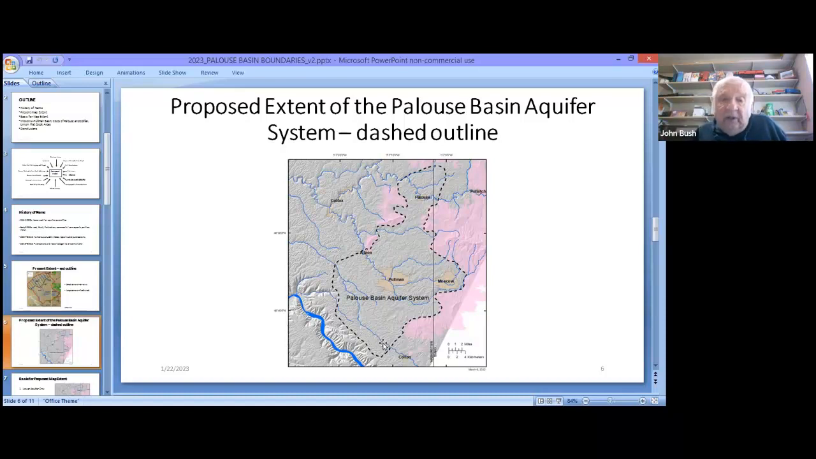So you might see this line change. It's not a big addition in terms of square miles, but it may have to be added to what we call the Palouse Basin. But we need some data.